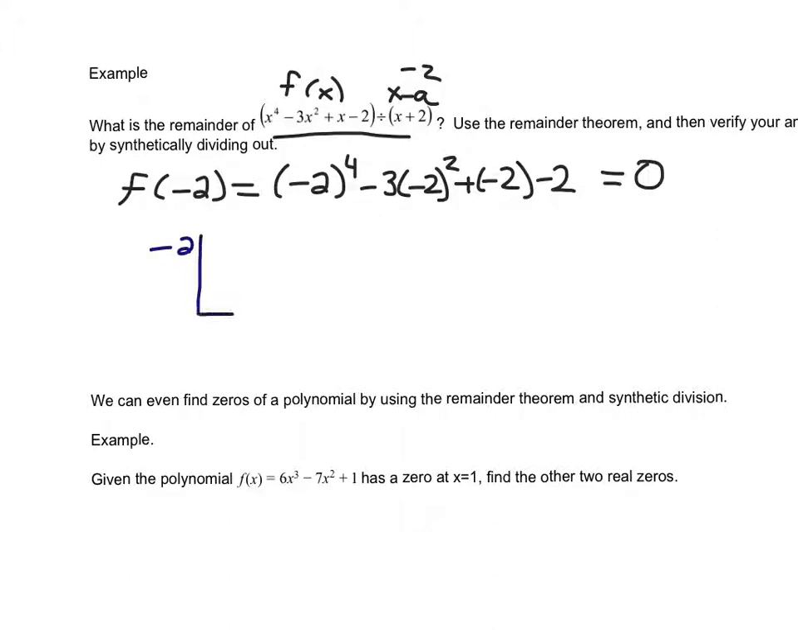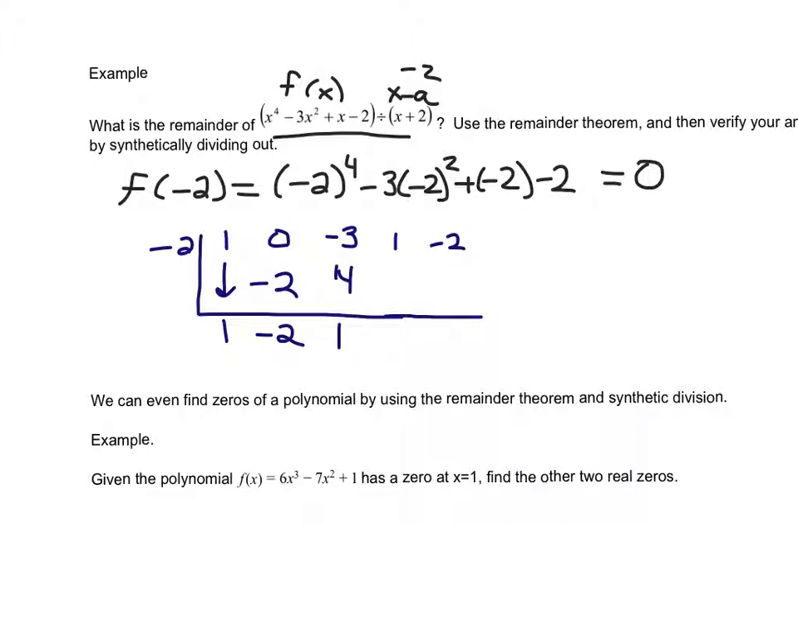So that's a negative 2 on the outside, and then 1, 0, because there's no cube term, minus 3, 1, and minus 2. So if we've done everything correctly, this should turn out to be 0 as the remainder. Bring down 1. Negative 2 times 1 is negative 2. 0 plus negative 2 is negative 2. Negative 2 times negative 2 is 4.